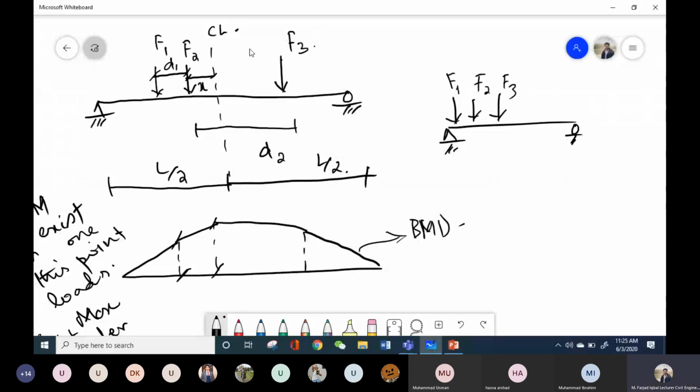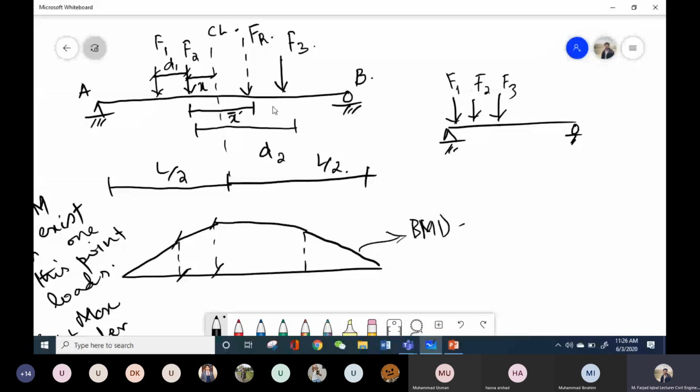If we find the resultant of this force, let's suppose that the resultant of these three forces exists at this point Fr, and the distance of this resultant with respect to F2 is x bar dash. This point is A, this point is D. So now we know this distance as well.